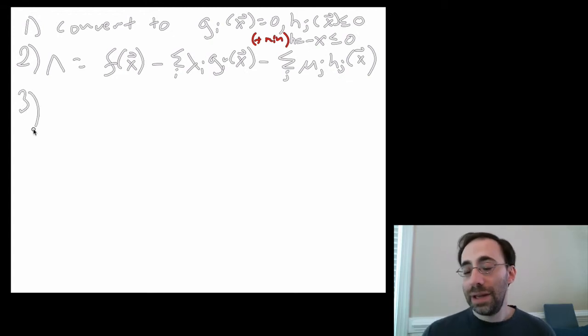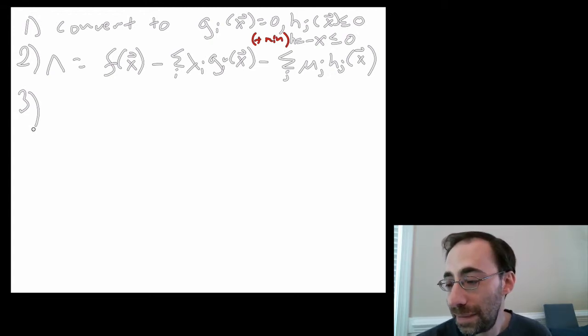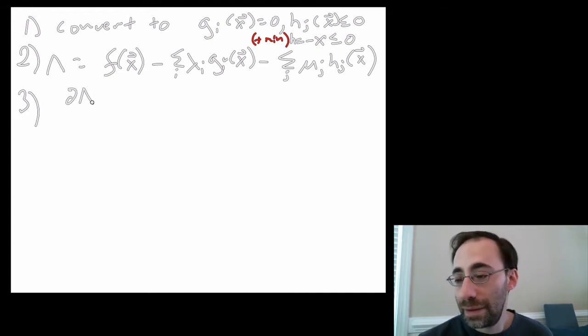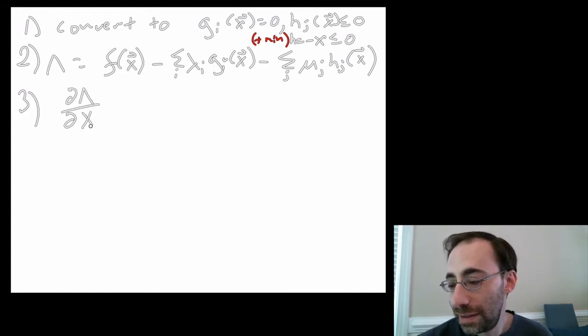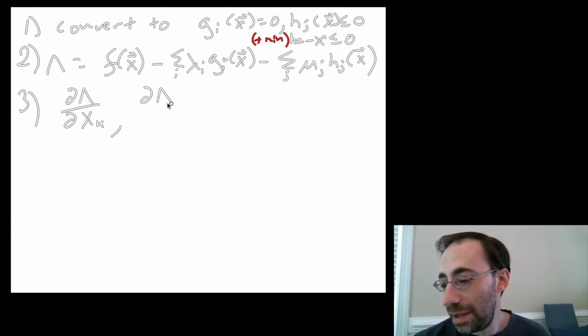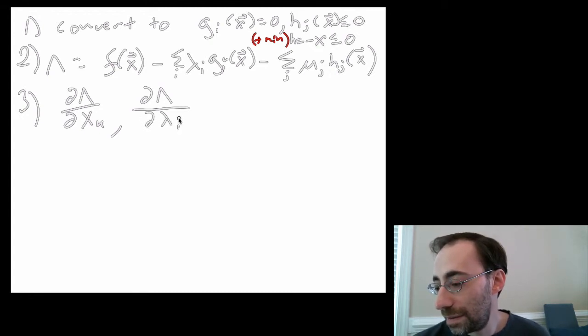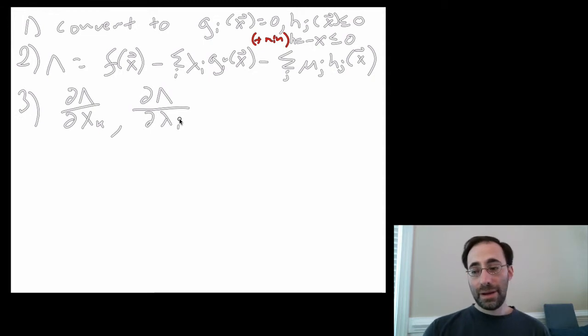So step 3 is to get all the conditions. So first we're going to differentiate. We're going to find all the derivatives with respect to all the x's, and with respect to all the lambdas, right? As before.